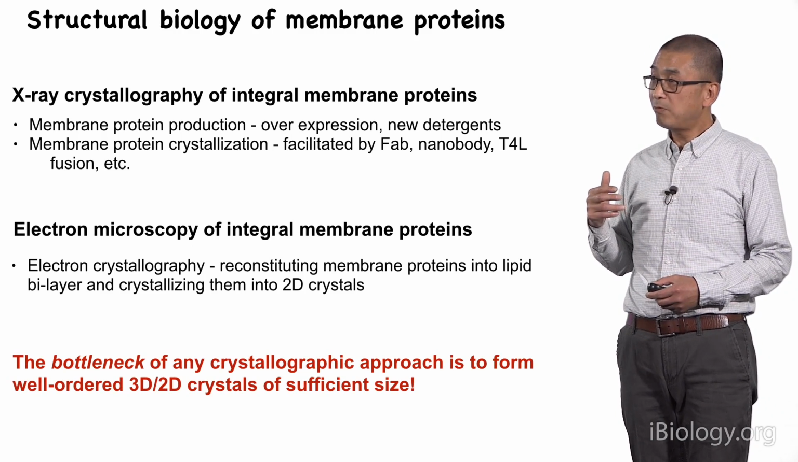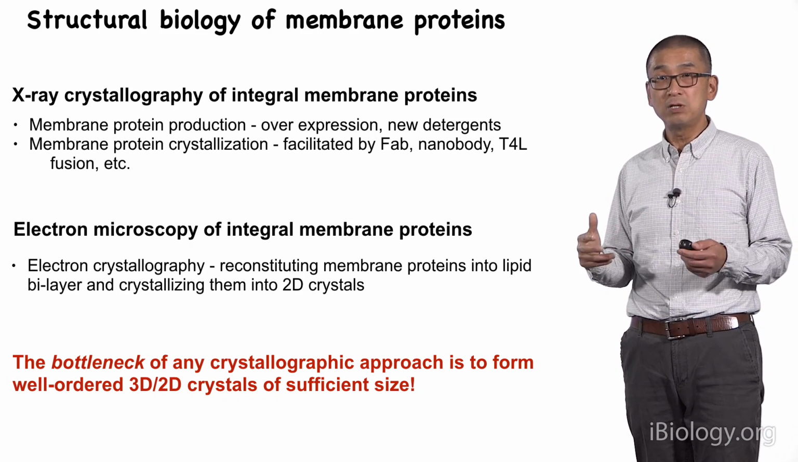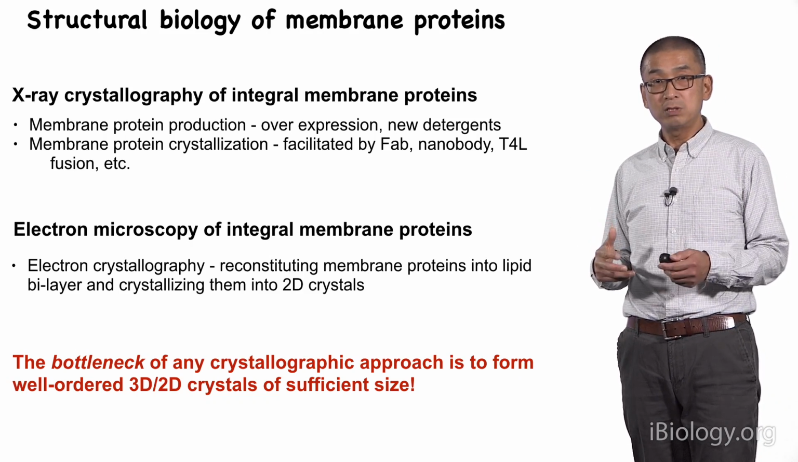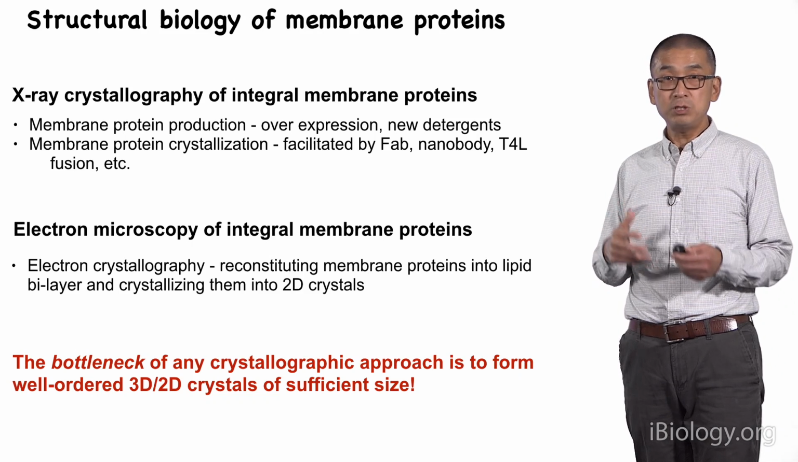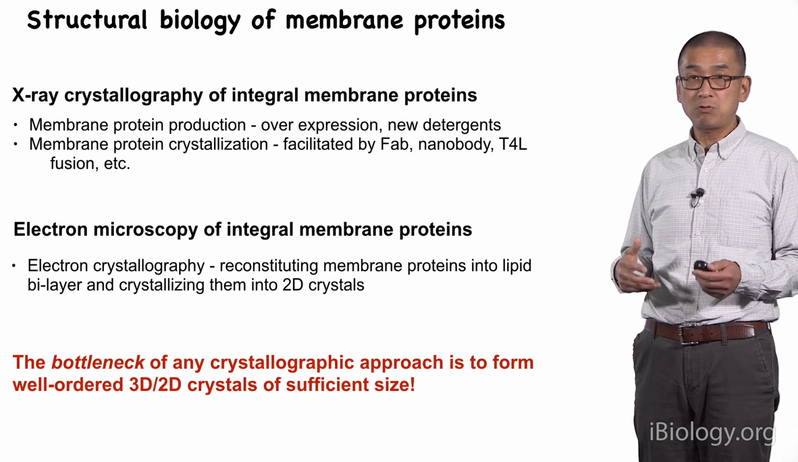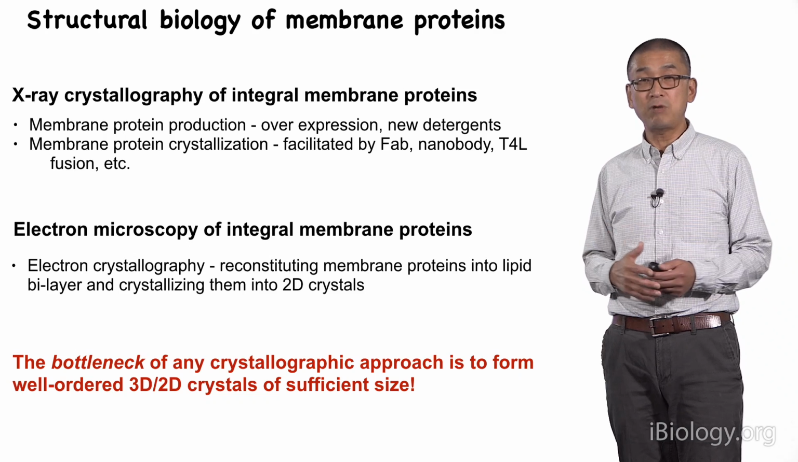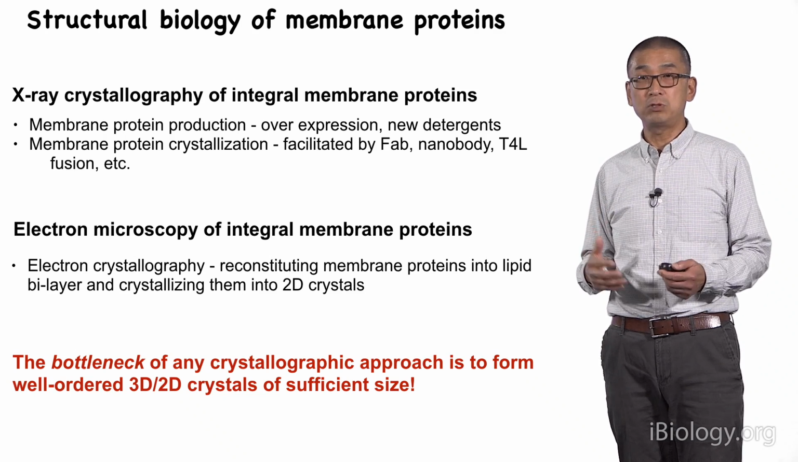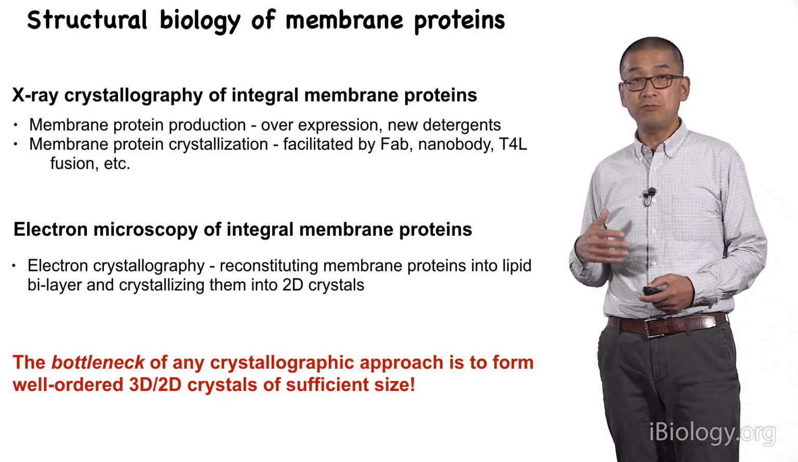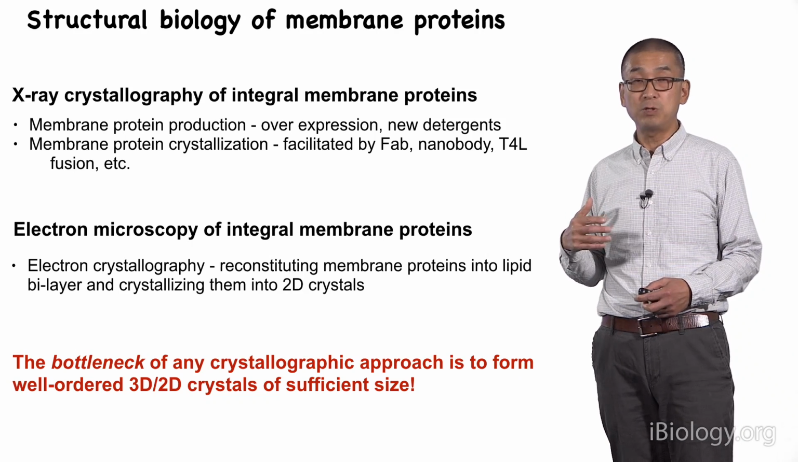However, the bottleneck of any crystallographic approach is that you need to first form a very well-ordered, well-diffracting 3D or 2D crystal of sufficient size so that you can use the crystallographic approach. This is a major bottleneck: if you don't have a crystal, you don't have anything. Therefore, our goal is to use single particle cryo-EM to study membrane proteins.